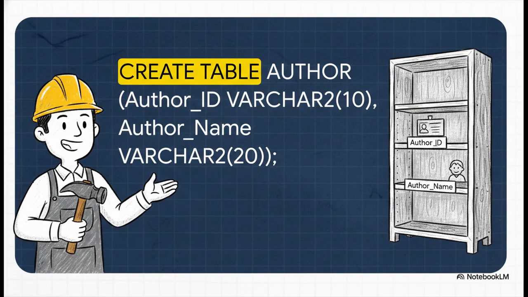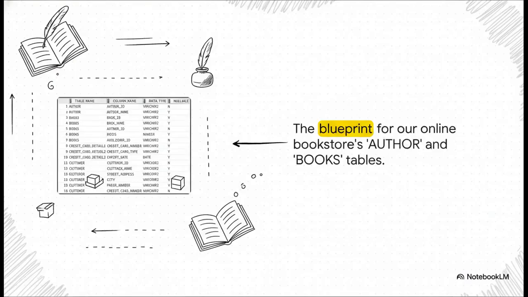Now, to actually build these tables, we use a special language called SQL, which stands for Structured Query Language. It's just the set of instructions we give to the database. This command here, create table, it's kind of like telling a carpenter, hey, build me a bookshelf, call it author, and make sure it has two slots, one for the author's ID and another one for their name. And here's what you get, a really clear blueprint for our data. This table definition tells the database exactly what kind of information to expect, like an author ID and an author name. This structure is what guarantees that every single piece of data has its own proper home.